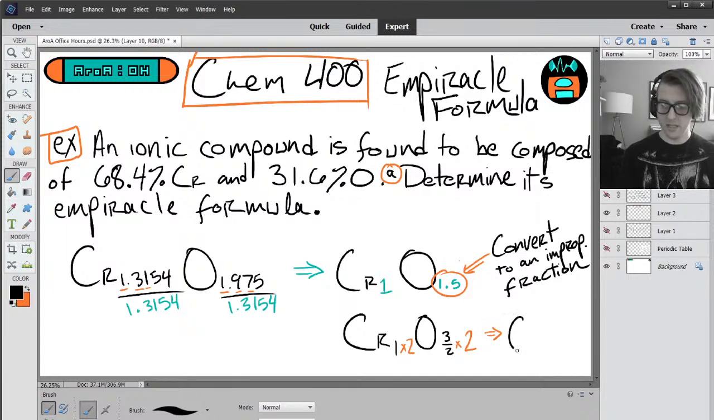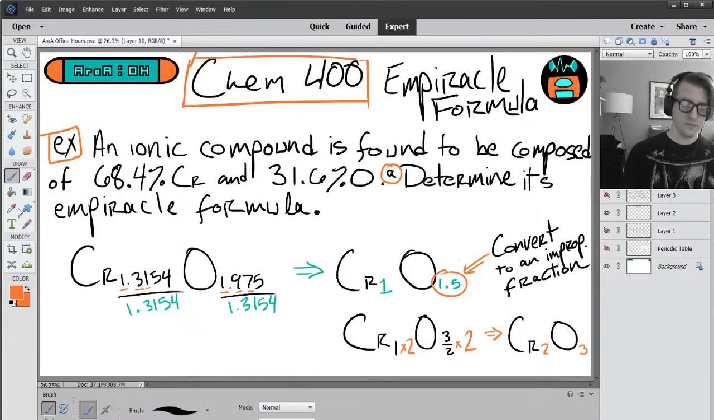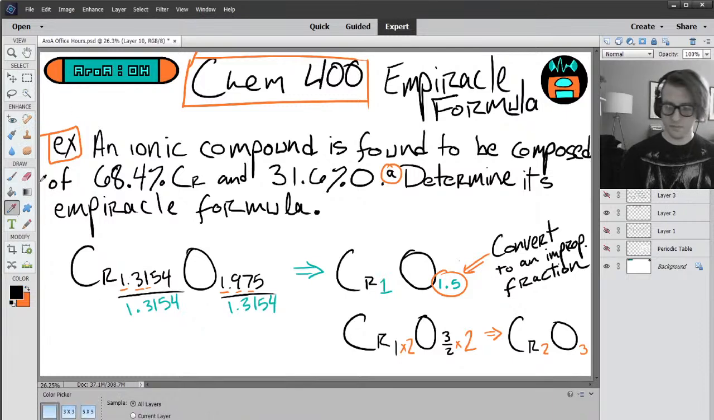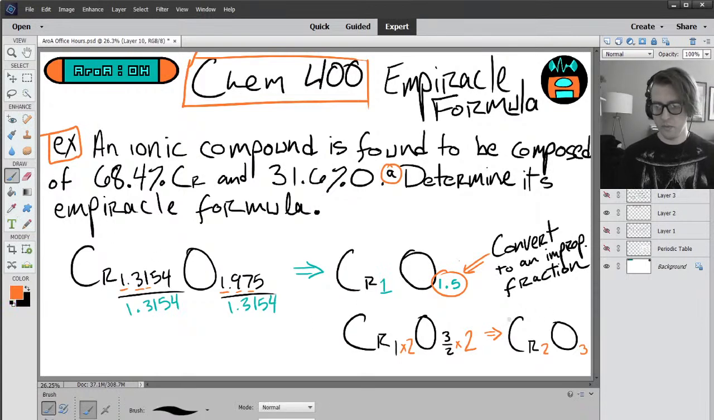And this is going to give us our empirical formula. It's going to be Cr2O3, and that is the empirical formula for this ionic compound.